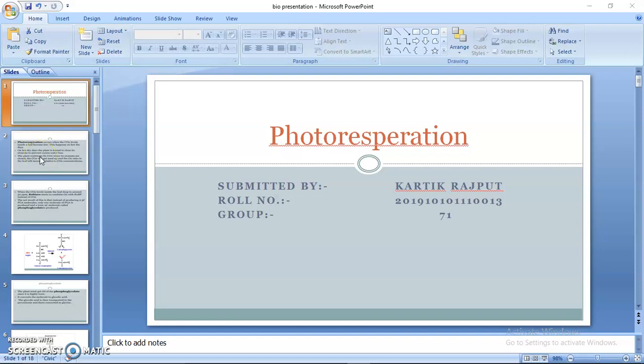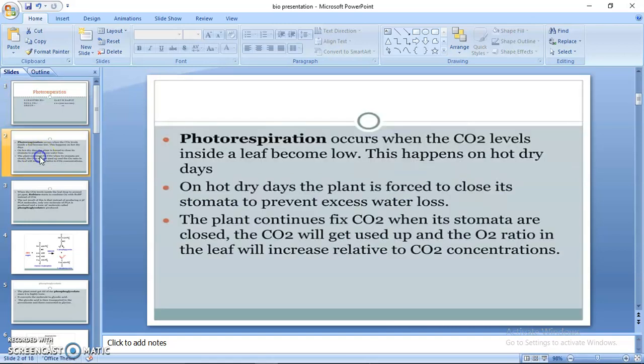For today's presentation, my topic is photorespiration. Photorespiration occurs when carbon dioxide level inside the leaf becomes low. This happens on hot dry days. On hot dry days, the plant loses excess water, and to prevent this, it closes its stomata to prevent the water loss. The plant continues to fix carbon dioxide while its stomata are closed.